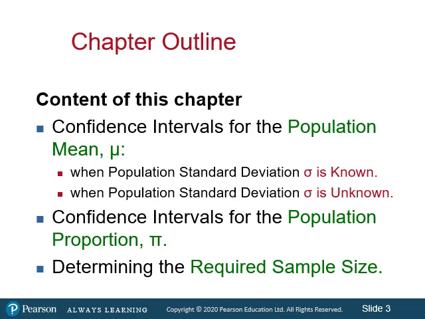These are the chapter outlines, and the content of this chapter will include confidence interval for the population mean. This will cover two parts: when the population standard deviation is known and when it is unknown. Next, we'll also look at confidence interval for the population proportion, which is denoted by pi. And the last part we will look at determining the required sample sizes for estimating the mean and also the proportion.